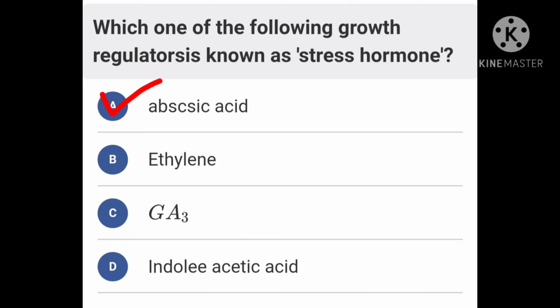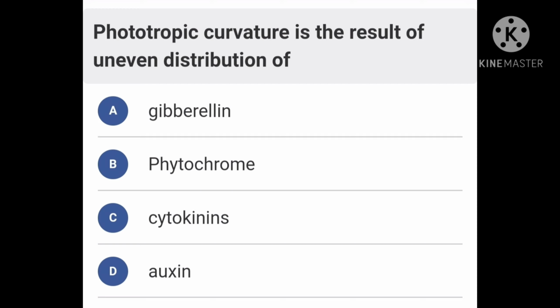Okay, let's see our next question. Phototropic curvature is the result of uneven distribution of option A gibberellin, option B phytochrome, option C cytokinins, option D auxin. Auxin is a plant hormone which has several functions in plant life. It is responsible for cell elongation, cell multiplication, apical dominance, and even phototropic movement. Thus, the uneven distribution of auxin hormone can cause phototropic curvature. It was confirmed by the bioassay of the Avena coleoptile curvature test. So, the correct answer is option D, auxin.